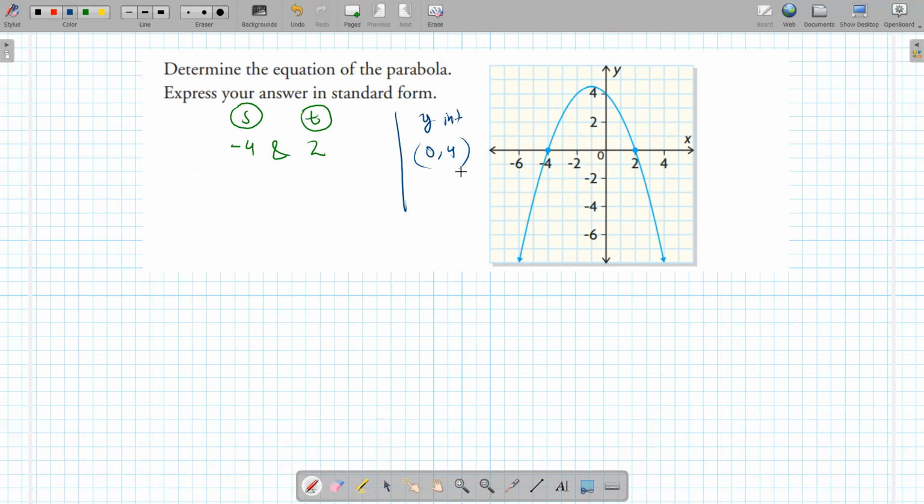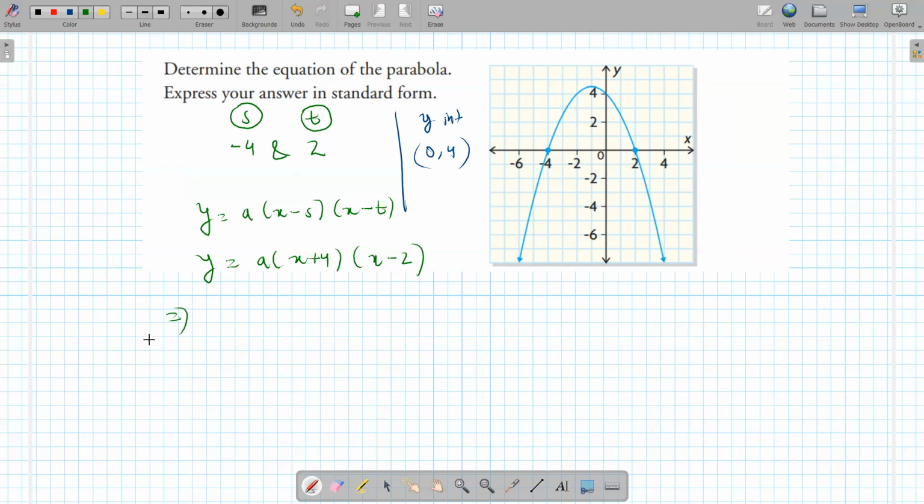Factored. Factored form, right? The general form of a factored quadratic is a times x minus s, times x minus t. Straight up plug s and t in there. What do you get? x plus 4, and x minus 2. Right. And then we need to find the a value. Always find the a value before you start expanding.